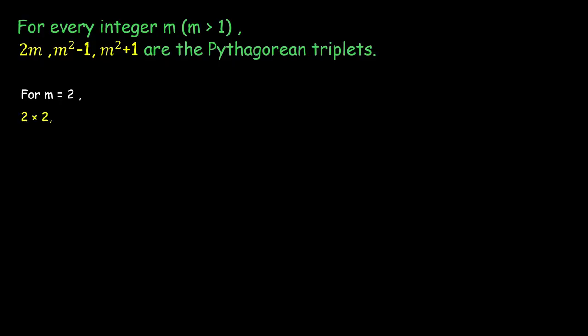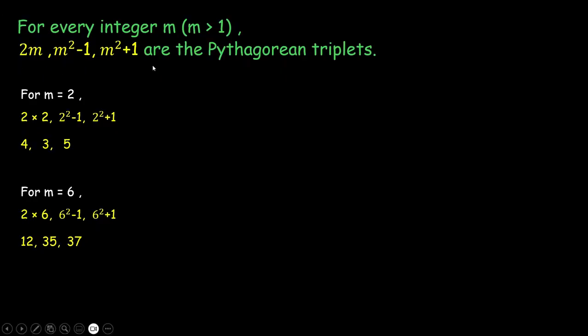So, 2m, m square minus 1 and m square plus 1. These will make the Pythagorean triplets. This will be 4, 2 square minus 1 is 4 minus 1, that is 3, and 4 plus 1, that is 5. So, 4, 3 and 5 here are the Pythagorean triplets. Similarly, for m is equal to 6, we will have 2 into 6, 6 square minus 1 and 6 square plus 1, which will be 12, 6 square is 36, 36 minus 1, 35, and 36 plus 1 is 37, right? So, for every integer, these 3 will make the Pythagorean triplets.